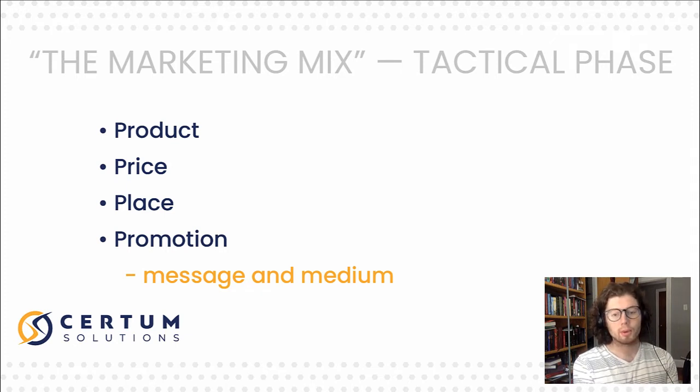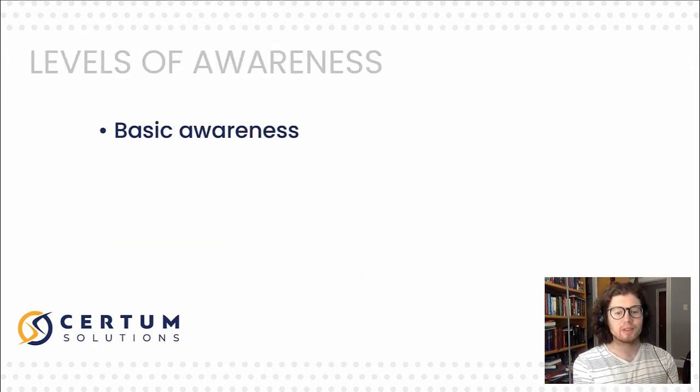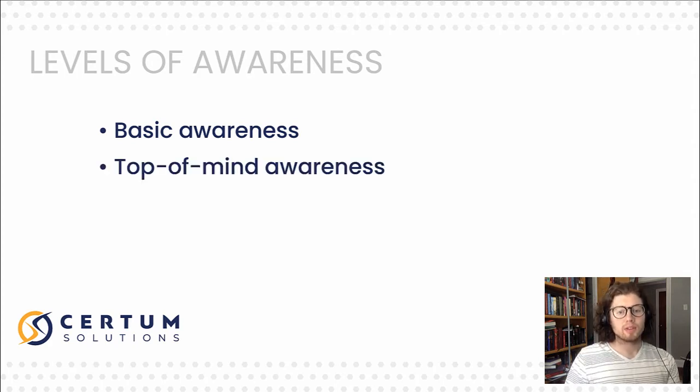Promotional goals can be broken down into different levels of awareness that you're trying to create in the market. Basic awareness is basically getting your audience to notice your brand exists. Top of mind awareness is when your target segment thinks of your category of product or service and they immediately associate it with your brand, because to them, you're the most prominent example in that category.